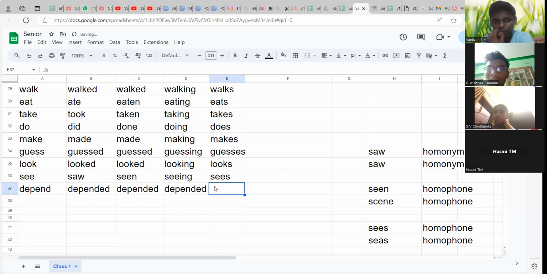Dependent. Depending. Look here. Just look into this.